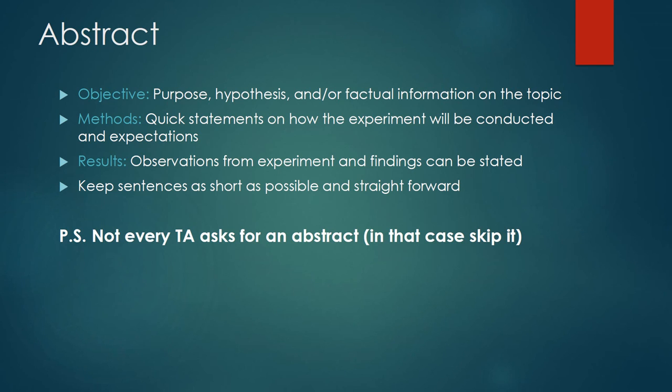And the results. Usually the abstract comes in the end. You write the whole lab report and you write your abstract in the end, so that you can write your observations from the experiment and findings that can be stated, and that will be for your results. And make sure that you keep your sentences concise. Don't try to write lengthy sentences, because you want to make sure that it is not too long.